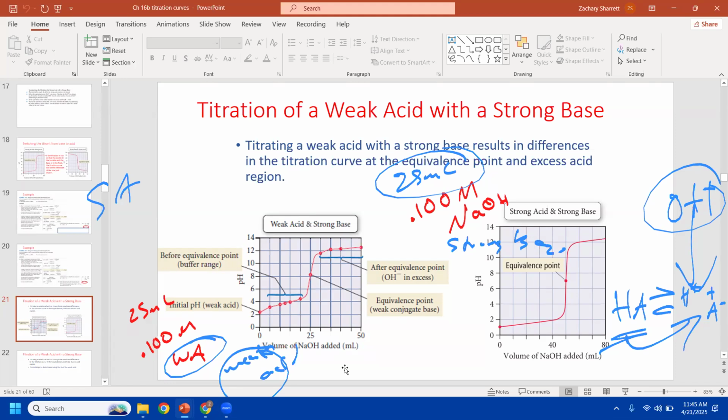Now, at the equivalence point, what would the pH be, Ricardo? Got you. No, it is not 7, okay? Why is it not 7? I'm glad you were ready for that. Bryce, why is it not 7?